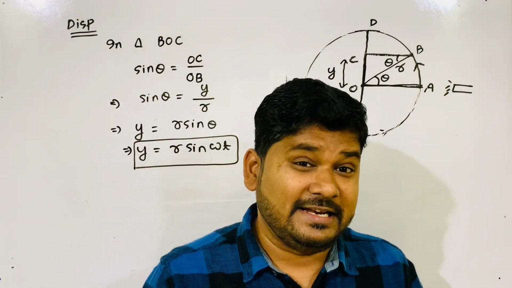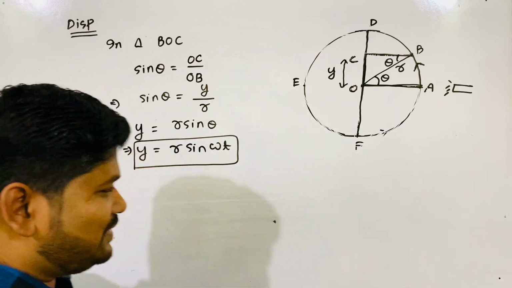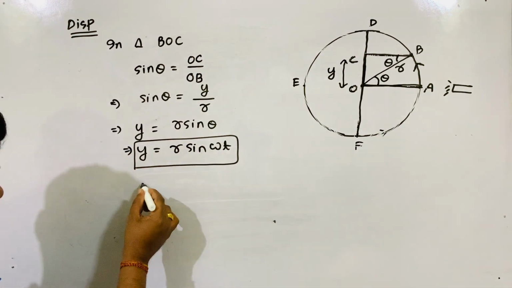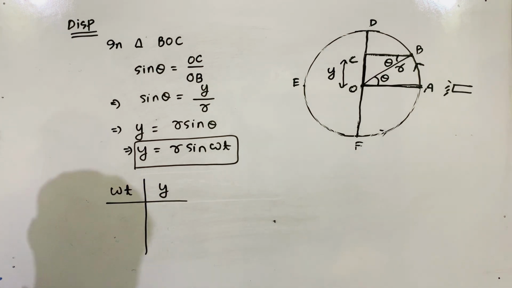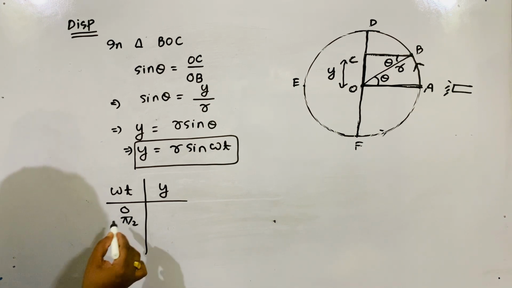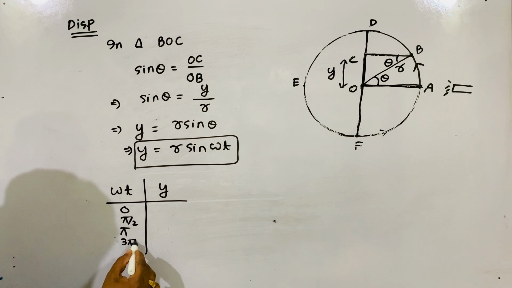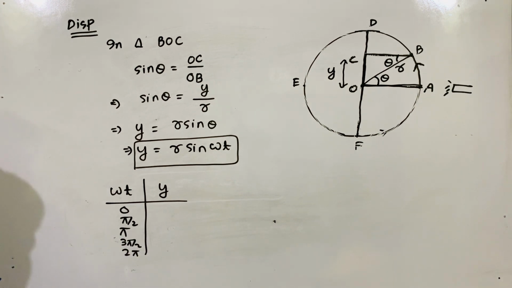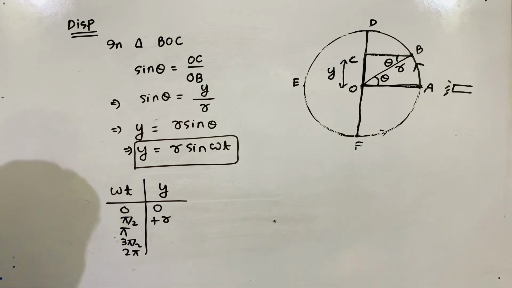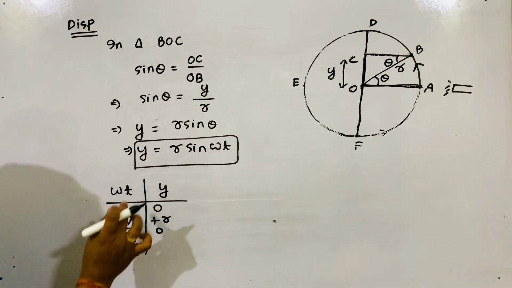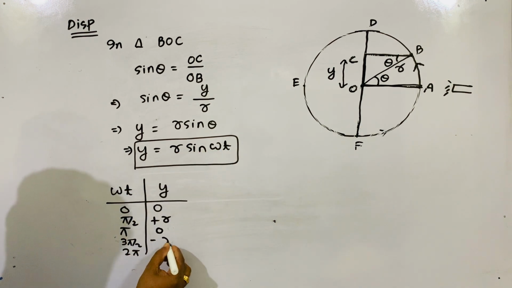Now let's draw the graph for displacement. For y and omega t, we have to make a table. Omega t is 0, pi by 2, pi, 3 pi by 2, 2 pi. When omega t is 0, y is 0. When omega t is pi by 2, sin pi by 2 is 1, so y is plus r. At pi, again 0. At 3 pi by 2, sin 3 pi by 2 is minus 1, so y is minus r. At 2 pi, again 0.